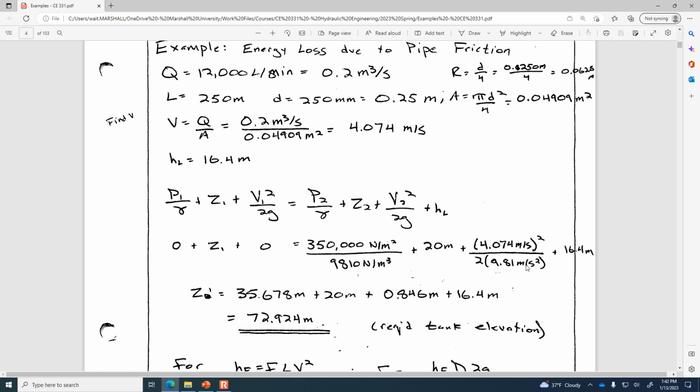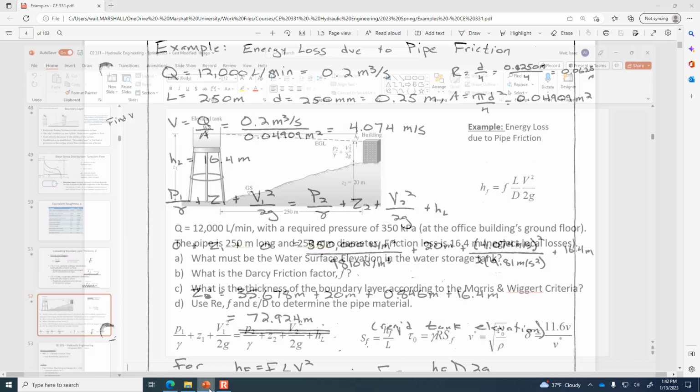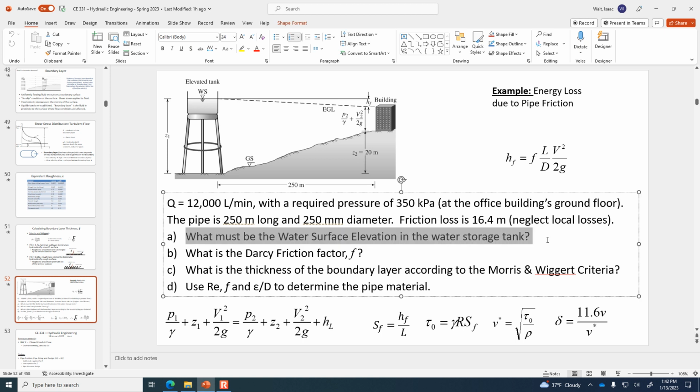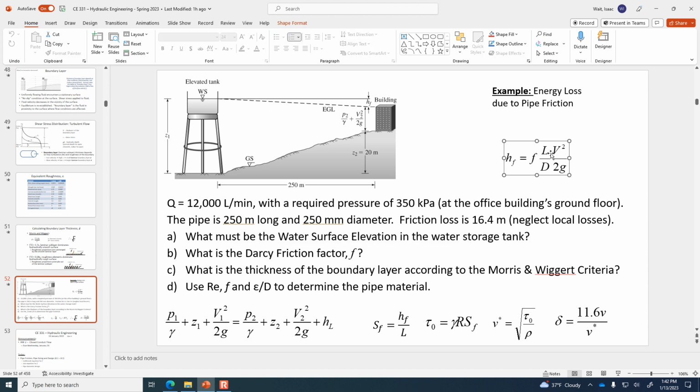The velocity head: a certain amount of energy has to be used to accelerate the water from motionless inside of the tank to flowing through the pipe. And then 16.4 meters is how much energy has to be provided to overcome pipe friction. So in total, we know the required water elevation inside that tank on the left is 72.9 meters. All right, so that takes us through just part A. Now, what is the Darcy-Weisbach friction factor? Well, we know H sub F. We know the length of the pipe, the diameter, the velocity.